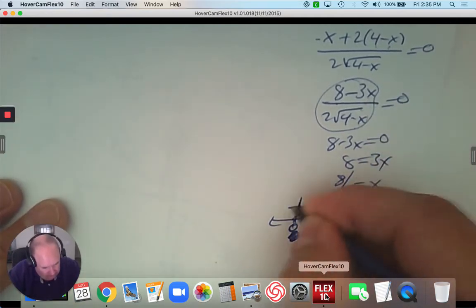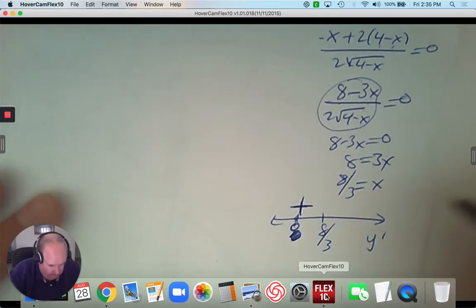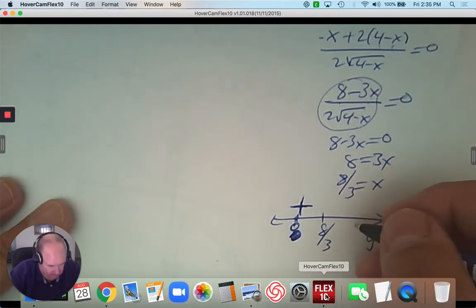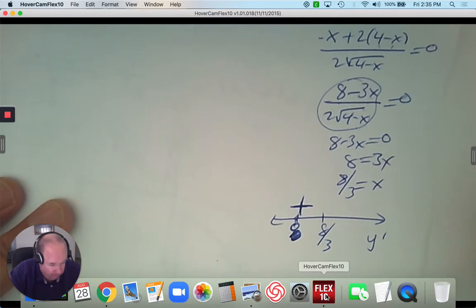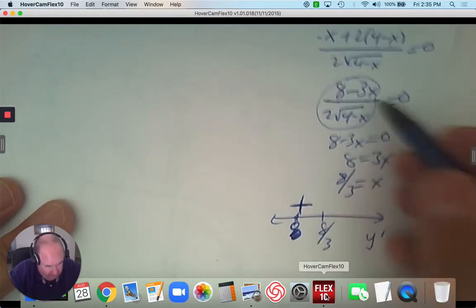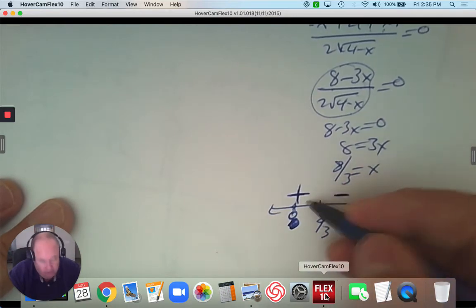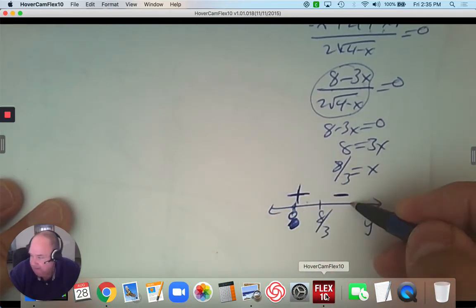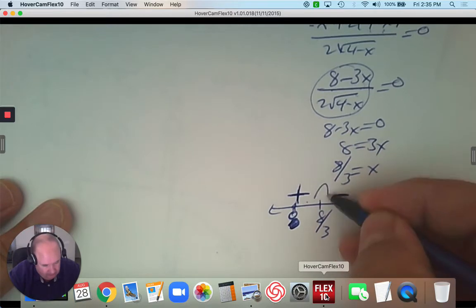So this whole thing here would be increasing. Plug in a number bigger than 8/3. You can't plug in a number bigger than 4. So if you plug in like 3 into here, you get a negative answer. So it is increasing and then decreasing. So at 8/3 is a max.